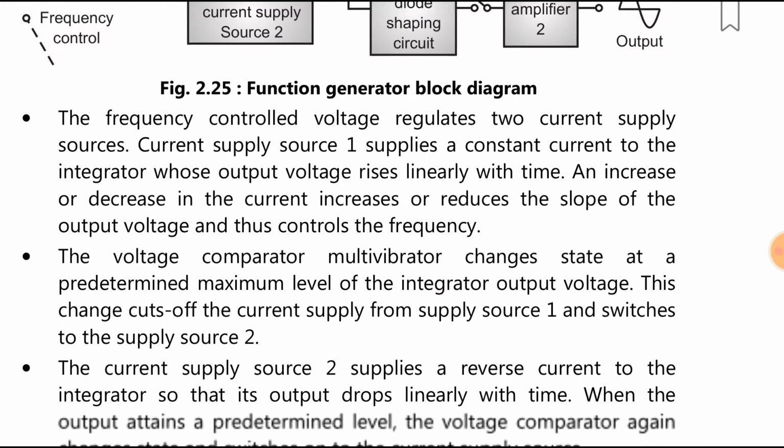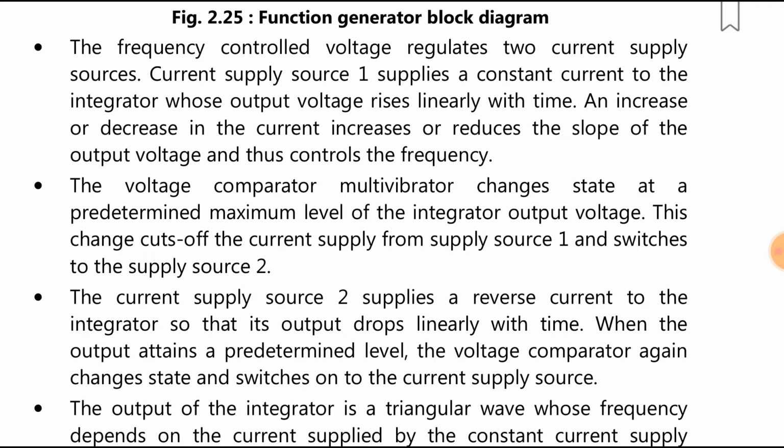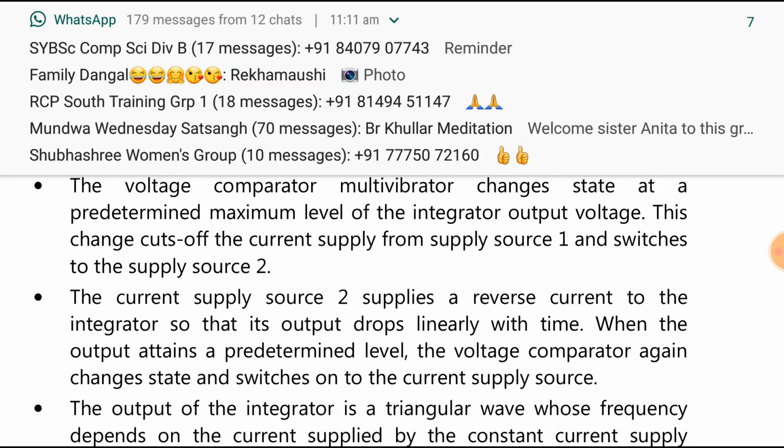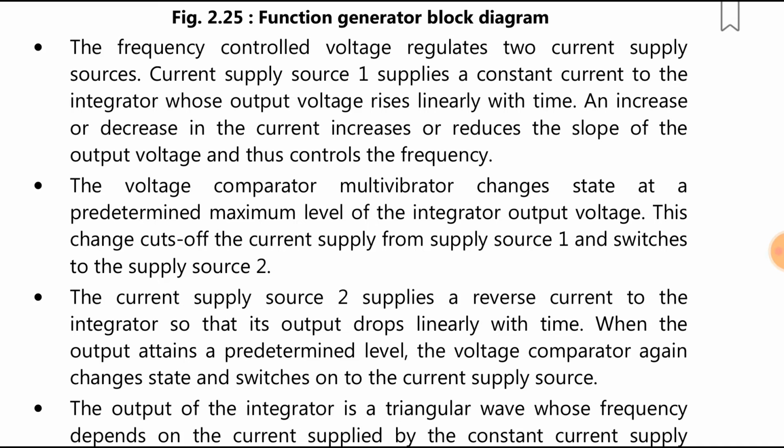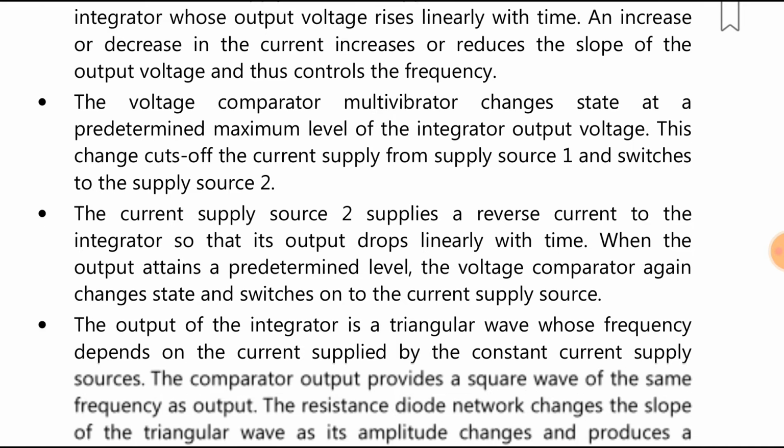So the frequency control voltage regulates two current supply sources. Current supply source 1 supplies a constant current to the integrator whose output voltage rises linearly with time. An increase or decrease in the current increases or reduces the slope of the output voltage and thus controls the frequency.